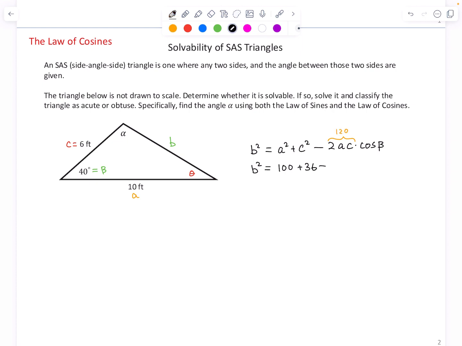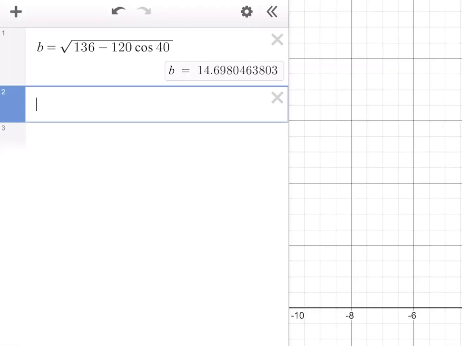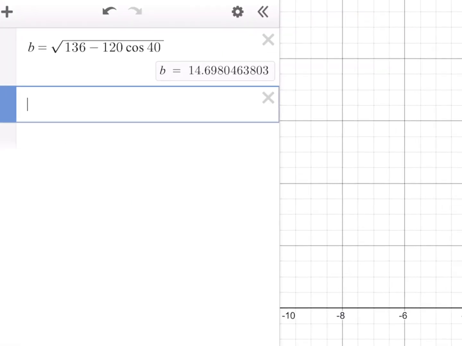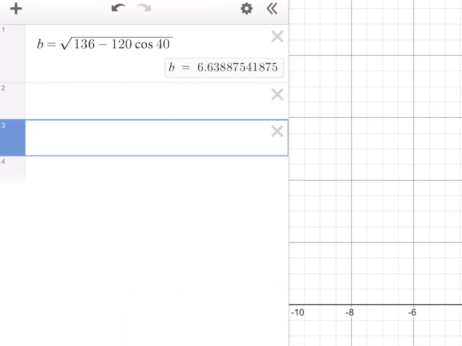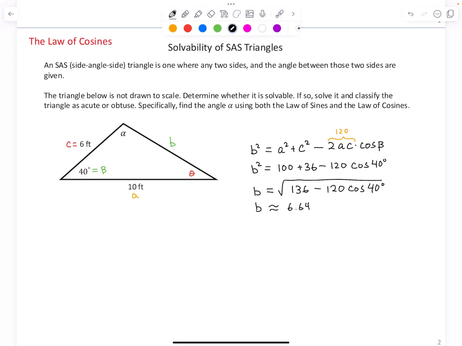That'll produce 120, and then times the cosine of beta, which is known, 40 degrees. So b will be equal to the square root, keep only the positive because b is a length, of 100 plus 36 is 136, and then minus 120 cosine of 40 degrees. So type this into a calculator, make sure you are in degree mode, and we get a result of about 6.64. And this would be measured in feet.